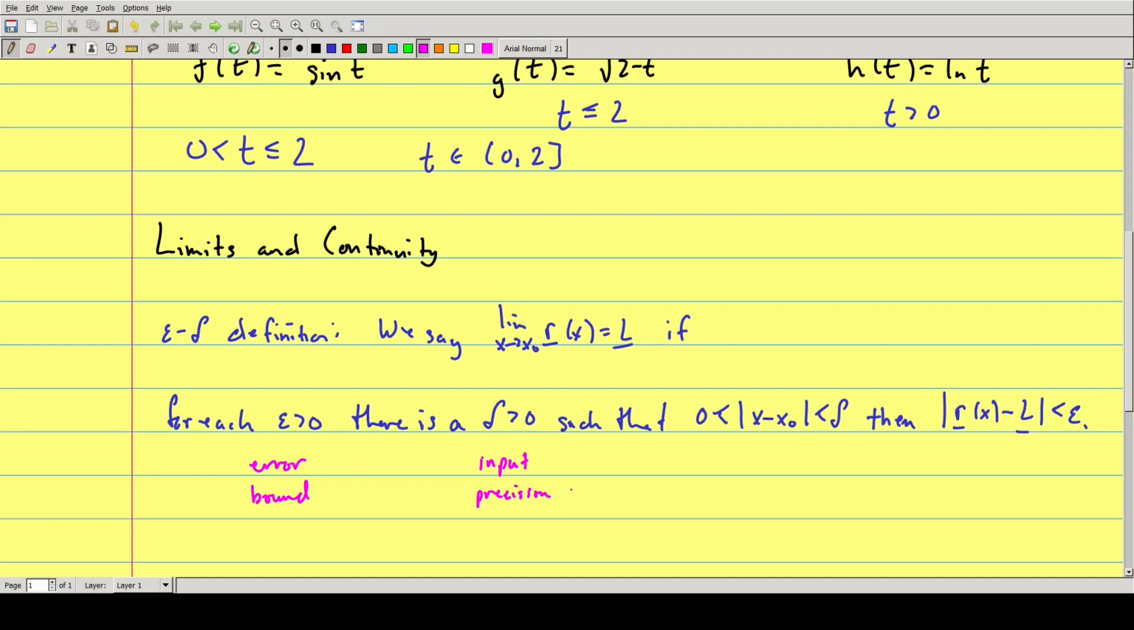And the way that the definition of a limit works is if you give me an error bound, I can tell you what the input precision has to be in order to make sure that the function is within that error bound. Okay? So if you tell me that I have to be epsilon close to the answer, I can tell you that if you're within delta of this input, then you're going to be within epsilon of the answer that you asked for. Okay? And the idea is that if for every error bound there is a corresponding input precision that works, the limit exists. Okay, because they both vanish as epsilon goes to 0.